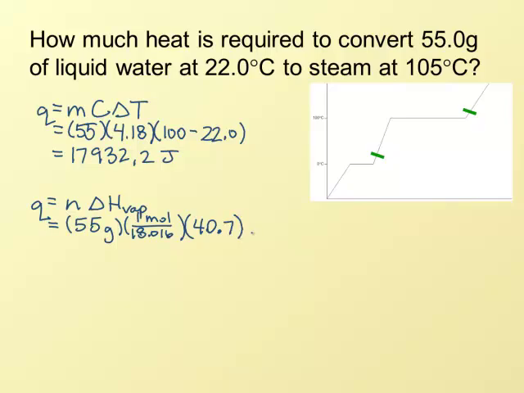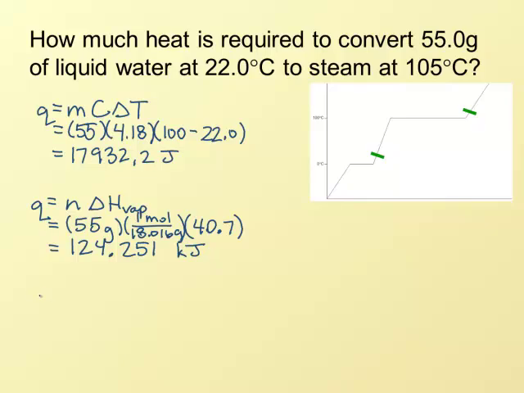The heat of vaporization is given in kilojoules per mole, so we have to do the conversion from grams to moles in this calculation. Multiplying all that together, we get a heat change of 124.251 kilojoules. We would now have steam at 100 degrees Celsius.